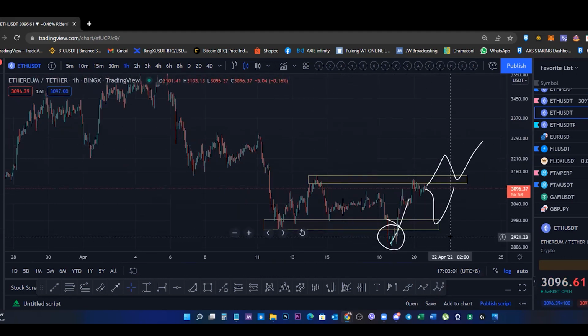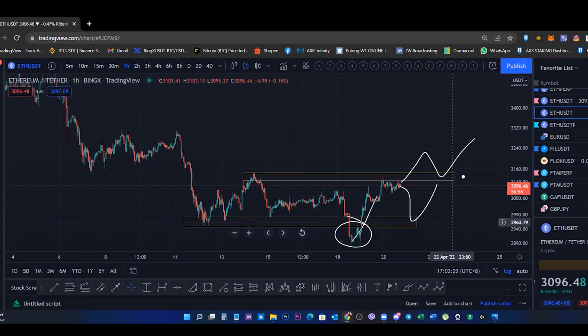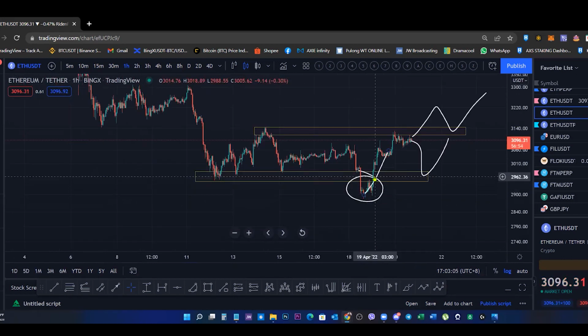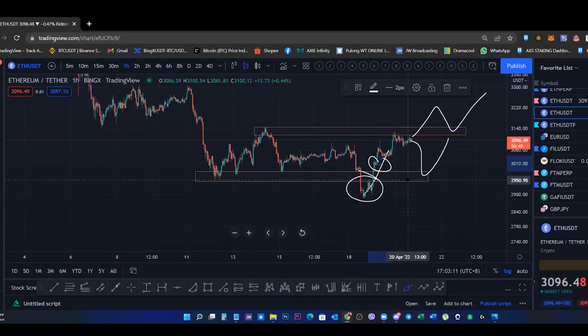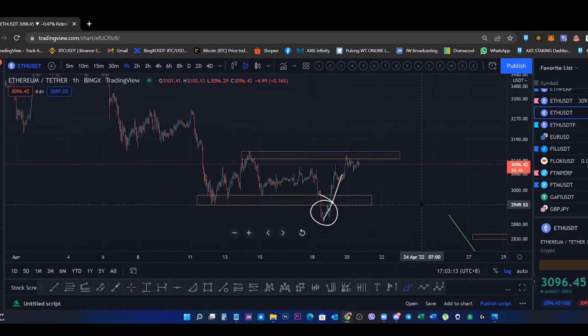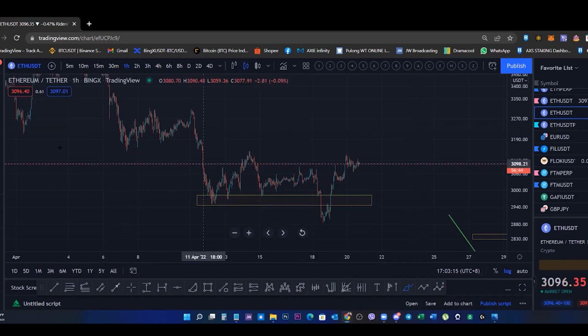So if you get this one, okay, you can have a long position on this area. Okay, in this area. And as you can see here, there is a possibility that it will go back again. Okay, so you have to check all the order blocks on this scenario.